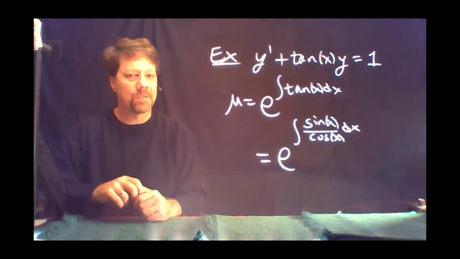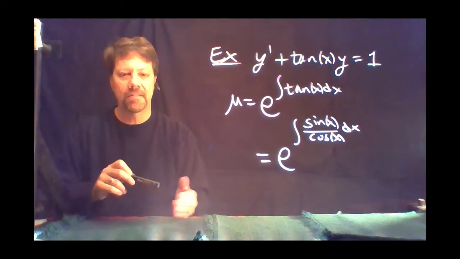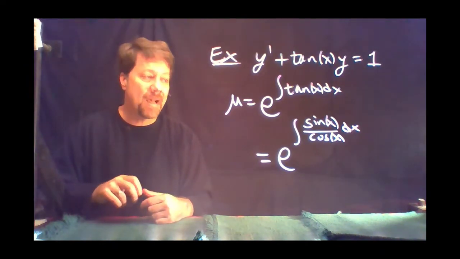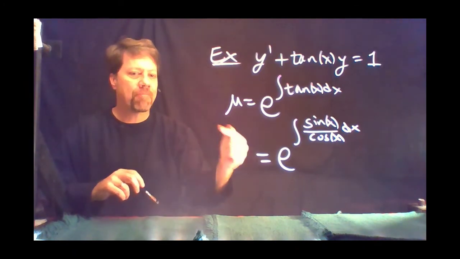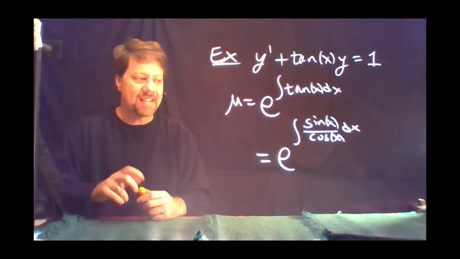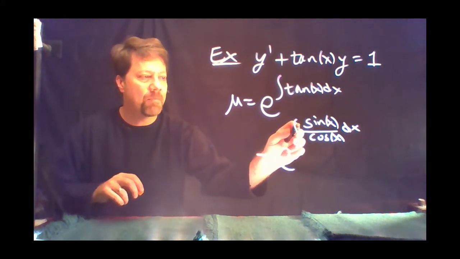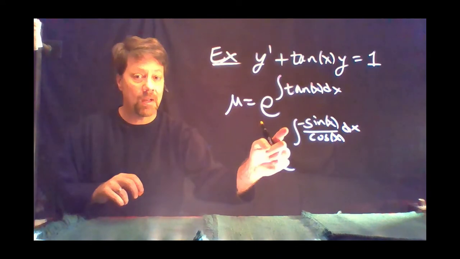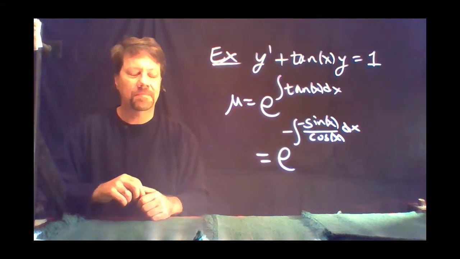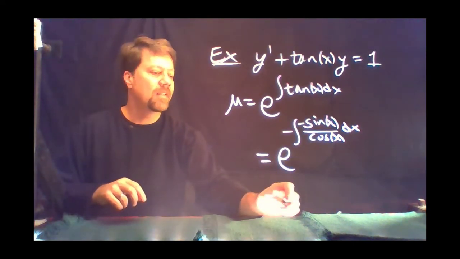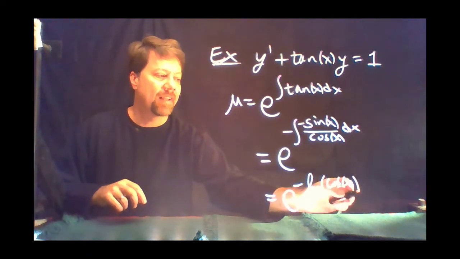Unlike in the last example, the numerator is no longer exactly the derivative of the denominator. The derivative of cosine is minus sine of x. I would like for the integral to be in the form f prime over f, so we can easily write down what the integral is. But to do that, I need to make a minus sign here. I get what I want, but I have to pay for it with a minus sign out front. This gives us e to the minus ln of cosine of x.